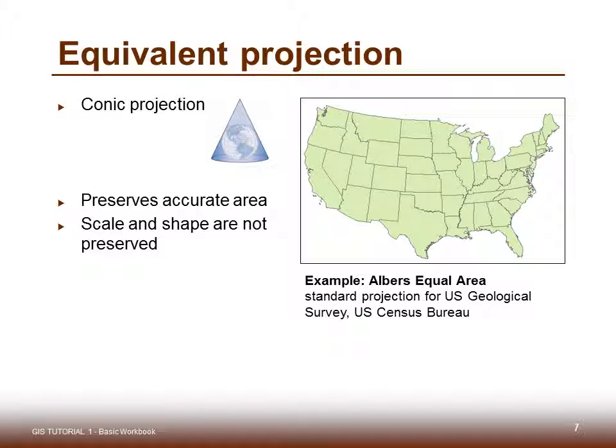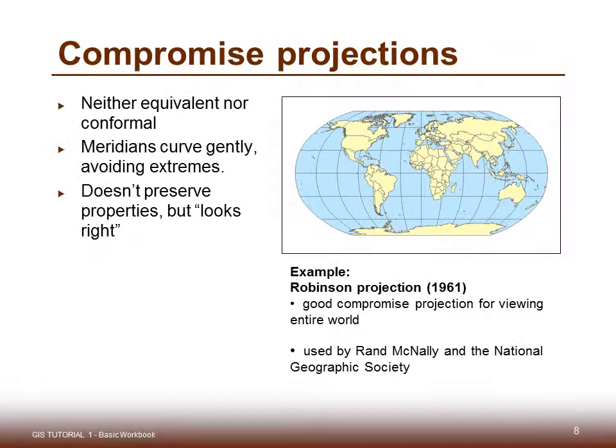The conic projection is an example of an equivalent projection. An equivalent projection preserves accurate area, and scale and shape are not preserved. What we mean by that is that this map does a good job of representing areas all over the Earth's surface, but it does it by compromising shape. Notice how the parallels on this map appear to be curved. And that's a result of the equivalency properties of the conic map. As you unroll it, those parallels will inevitably be curved.